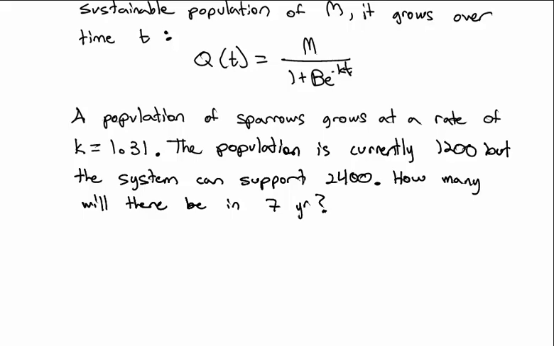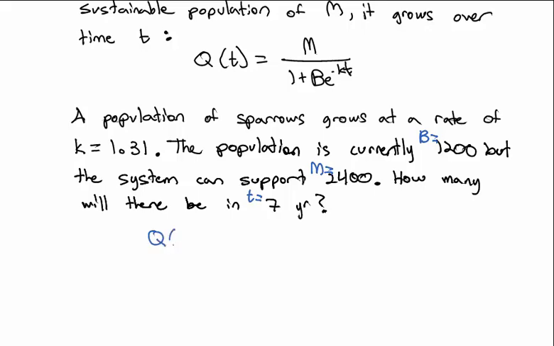So here we're given the constant for these sparrows and how they grow. We know the population is currently 1,200. That's the beginning population. And that the system can support 2,400. That's the maximum that it's going to be able to sustain. We're interested in when time climbs up to 7 years.